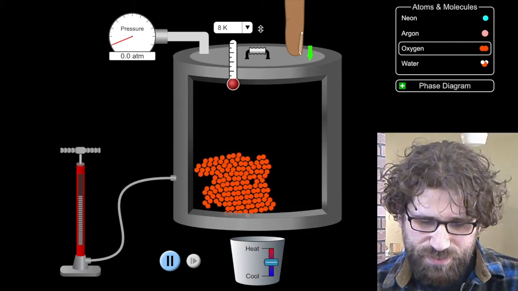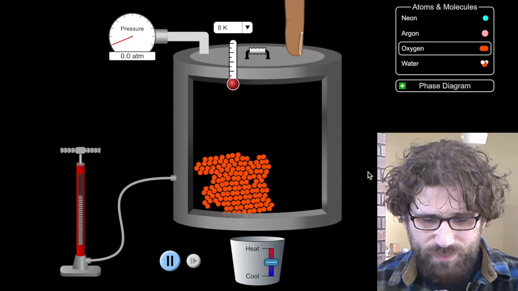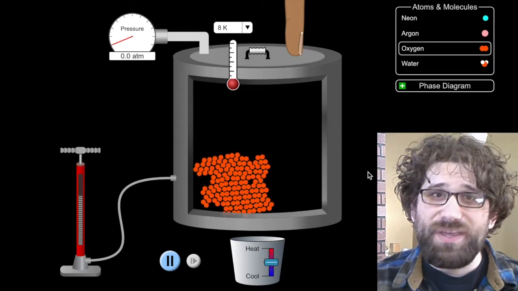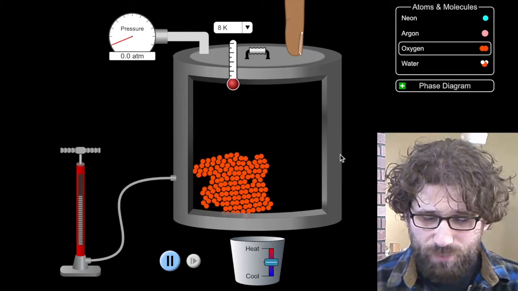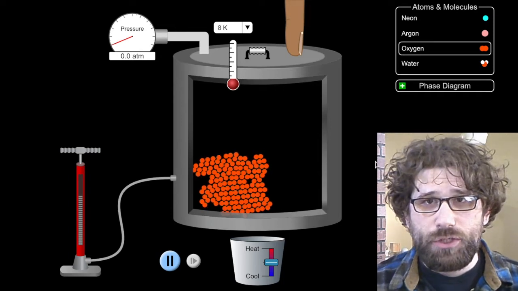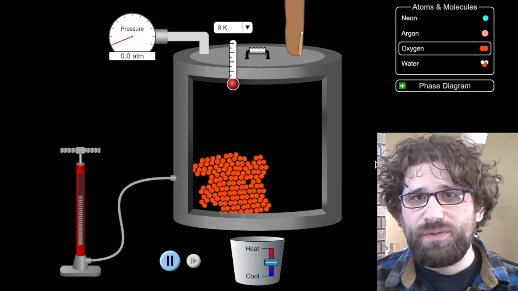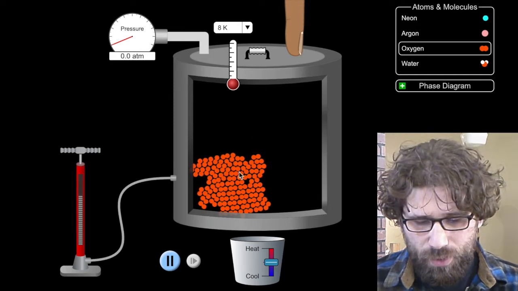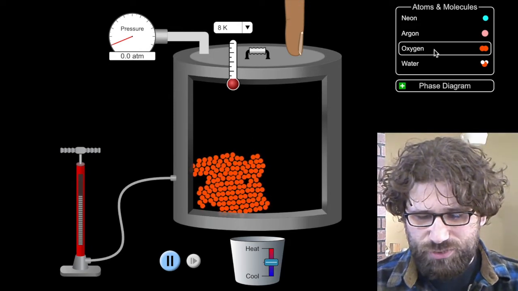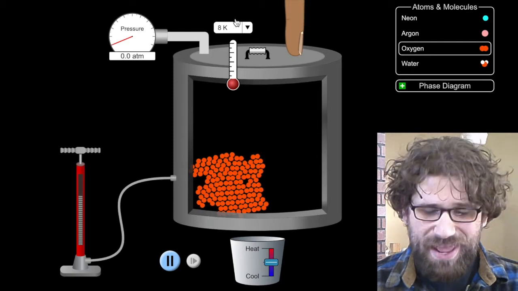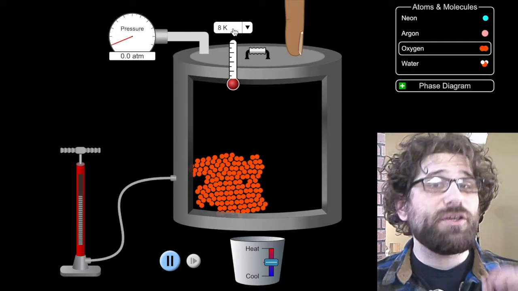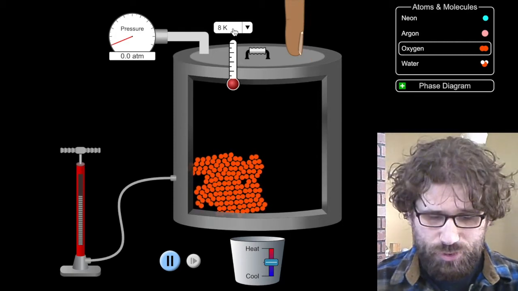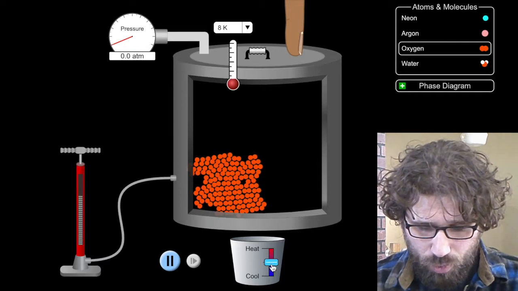So on this simulation, which is actually supposed to show the ideal gas law, you can play around with this if you want to see those ratios between pressure, volume, and temperature, but we're just going to use it to look at temperature. I've got oxygen molecules sitting in here at 8 degrees Kelvin. That is an extremely low temperature. I can lower it even more by using this bucket.